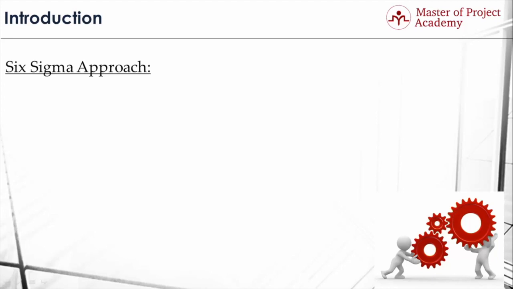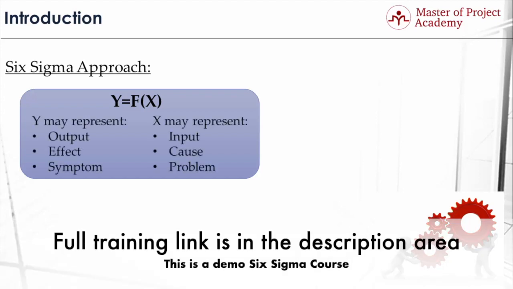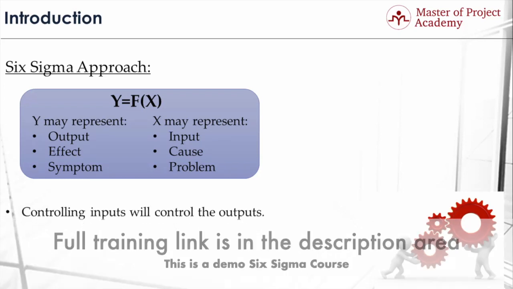Six Sigma approach. Let's see what Six Sigma approach or thinking is. Please note the DMAIC methodology of Six Sigma states that all processes can be defined, measured, analyzed, improved, and controlled. These are the phases of Six Sigma. Collectively, it is called DMAIC. Any process which has inputs X and delivers outputs Y comes under the purview of Six Sigma approach. X may represent input, cause, or problem, and Y may represent output, effect, or symptom.